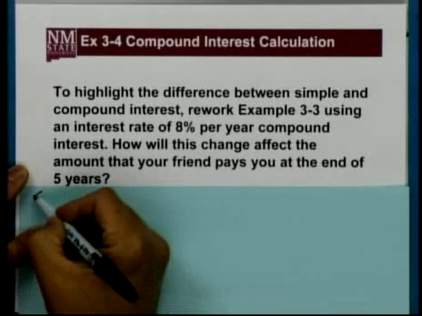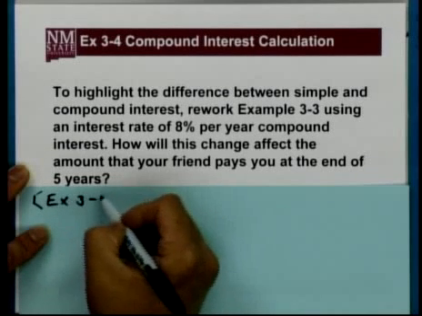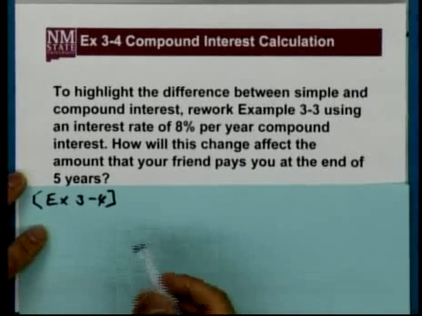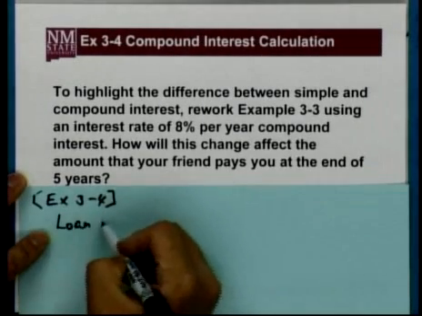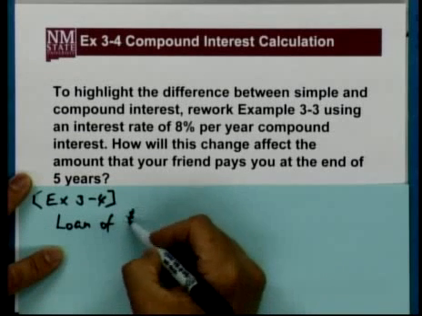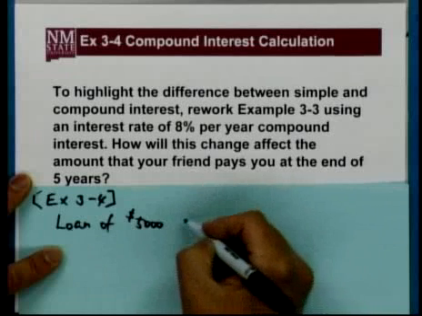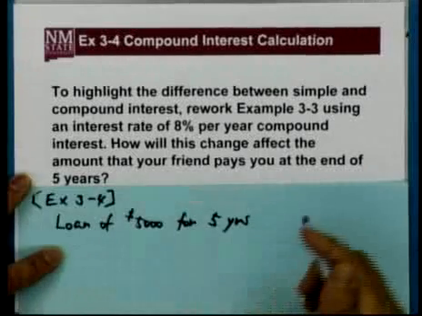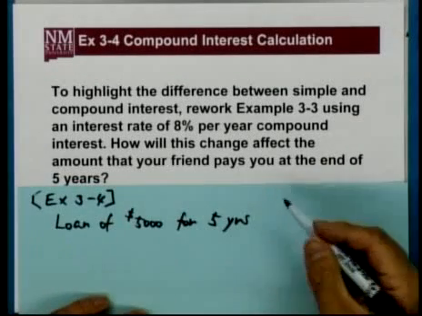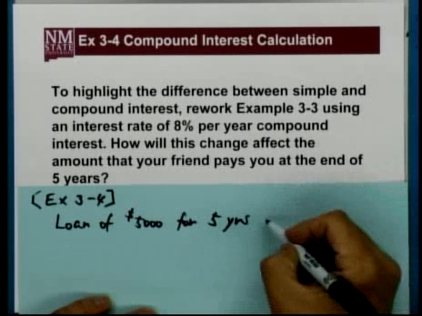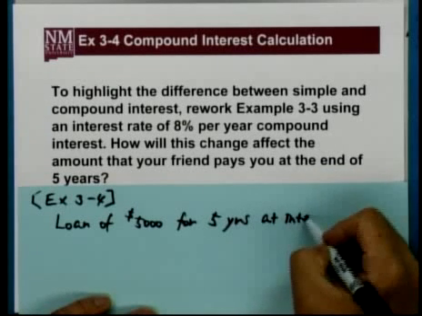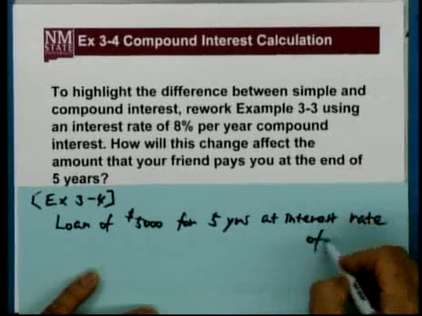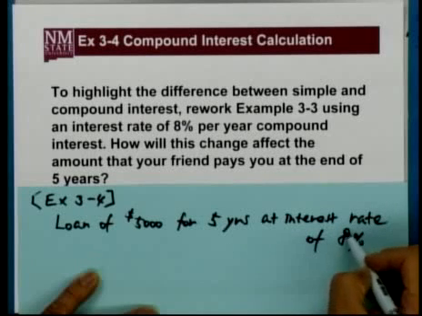So you are working on example 3-4, which is a loan of $5,000 for 5 years at a compound interest rate of 8%.